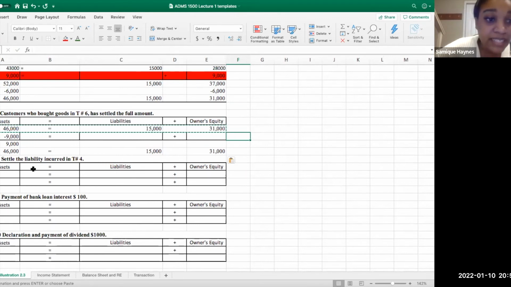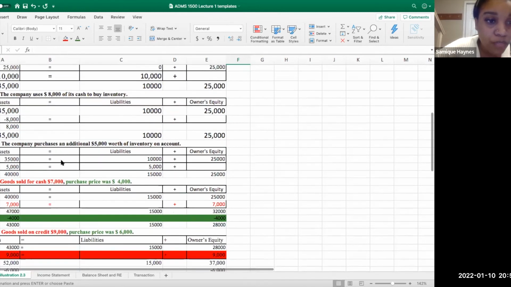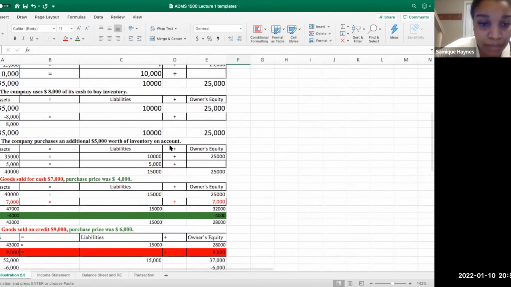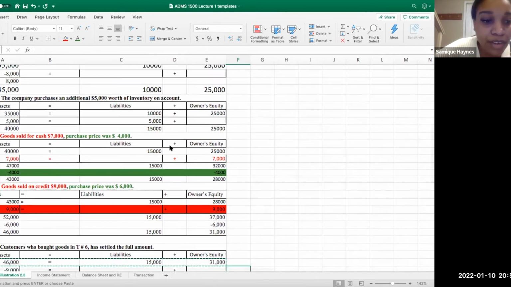All right, good. Settle the liability incurred in transaction 4. In transaction 4, there was a liability. We purchased some inventory on account. We didn't pay them. Sorry, we didn't want to pay yet, but we're going to pay you now.